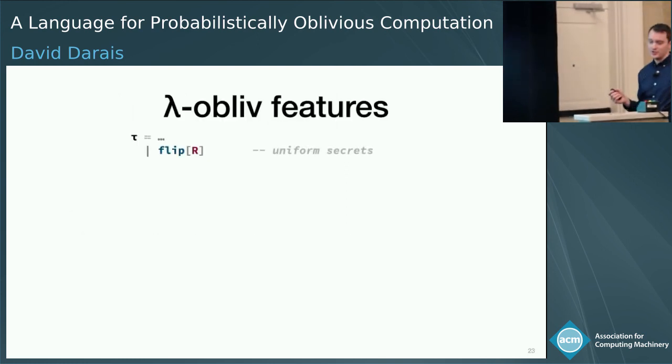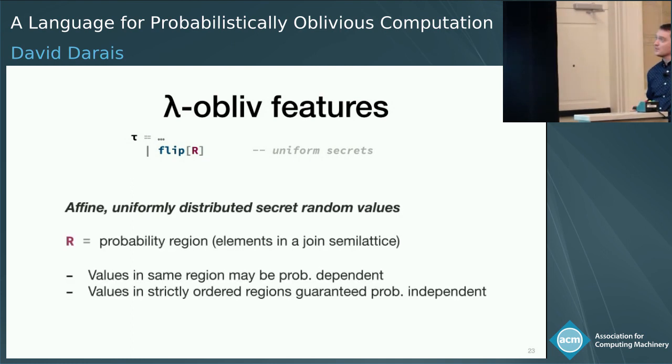So in solving this design challenge, the first thing we do in our language is we introduce a new type called a flip type. This flip type is what you get when you flip a fresh coin. Flip types are affine, and we'll get into affinity very soon. They're also always uniformly distributed, so anything of flip type is always uniformly distributed. And they encode secret random values, so they're considered secret for the purposes of, say, direct information flow.